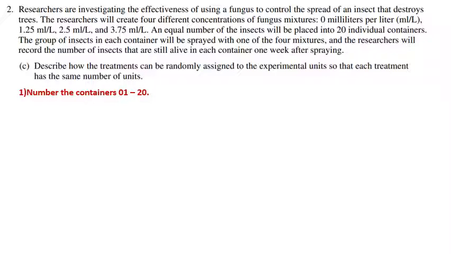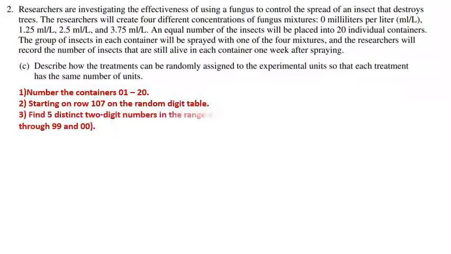First we're going to number the containers, not 1 to 20, but 01 to 20, because we want to think about using 2 digits at a time. We're going to start on a particular row. I chose 107, but you can choose any row on the random digit table. You're going to find 5 distinct 2-digit numbers in the range of 01 to 20. You will ignore repeats and numbers from 21 through 99 and 00.